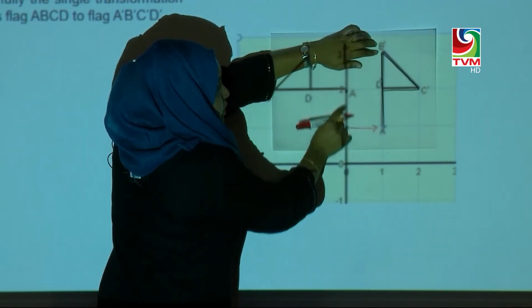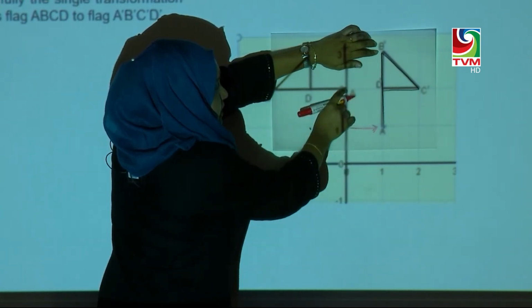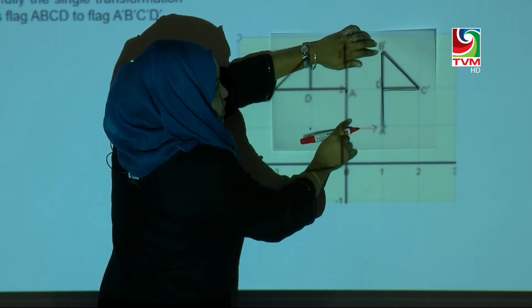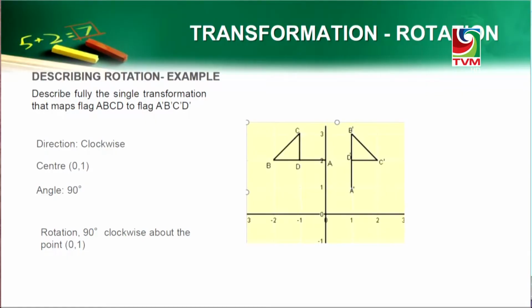Before rotation, it's a vertical line. Now it's horizontal. That means you have rotated it 90 degrees. So now we know that the direction of the rotation is clockwise, the center is 0, 1, and the angle is 90 degrees. This is how you are going to write the answer. Rotation 90 degrees clockwise about the point 0, 1.